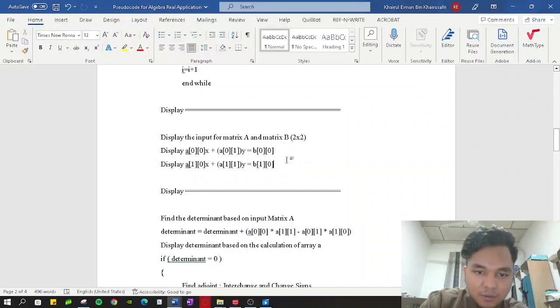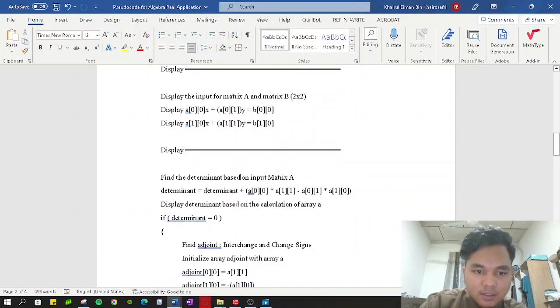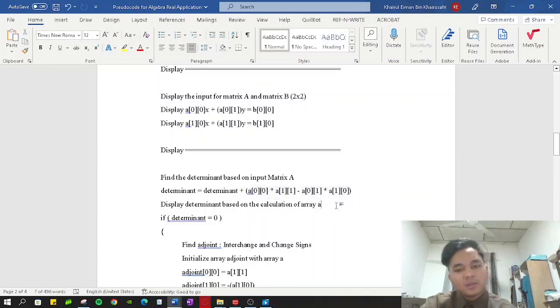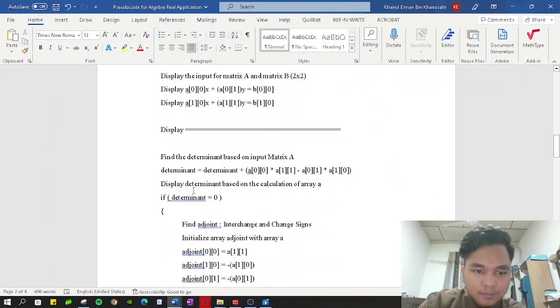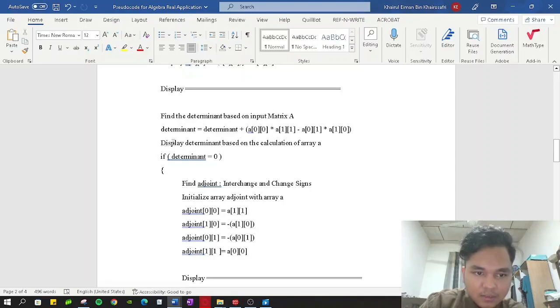So this is the formula, A00 and A1 and so on. So I use this line again. So next, we need to find the determinant based on input matrix A. So this is the formula, determinant equal to determinant plus this is the formula for determinant. You can search it on the internet. So this is to display the determinant based on the calculation of array A.